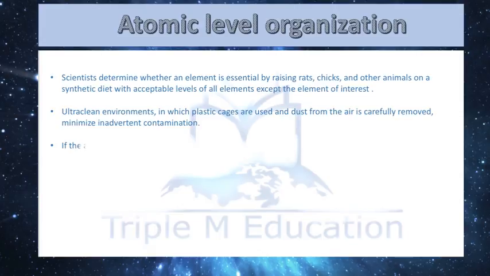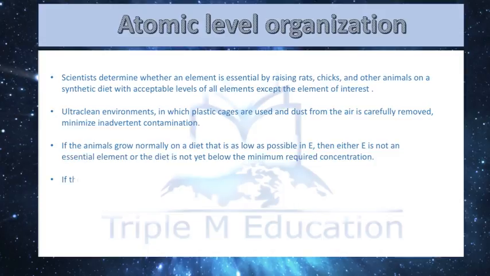If the animal grows normally on a diet that is as low as possible in, let's say, element E, then either E is not an essential element or the diet is not yet below the minimum required concentration. If the animal does not grow normally on a low E diet, then the diet is supplemented with E until the level is reached at which the animal will then grow normally. This level is the minimum required intake for element E.